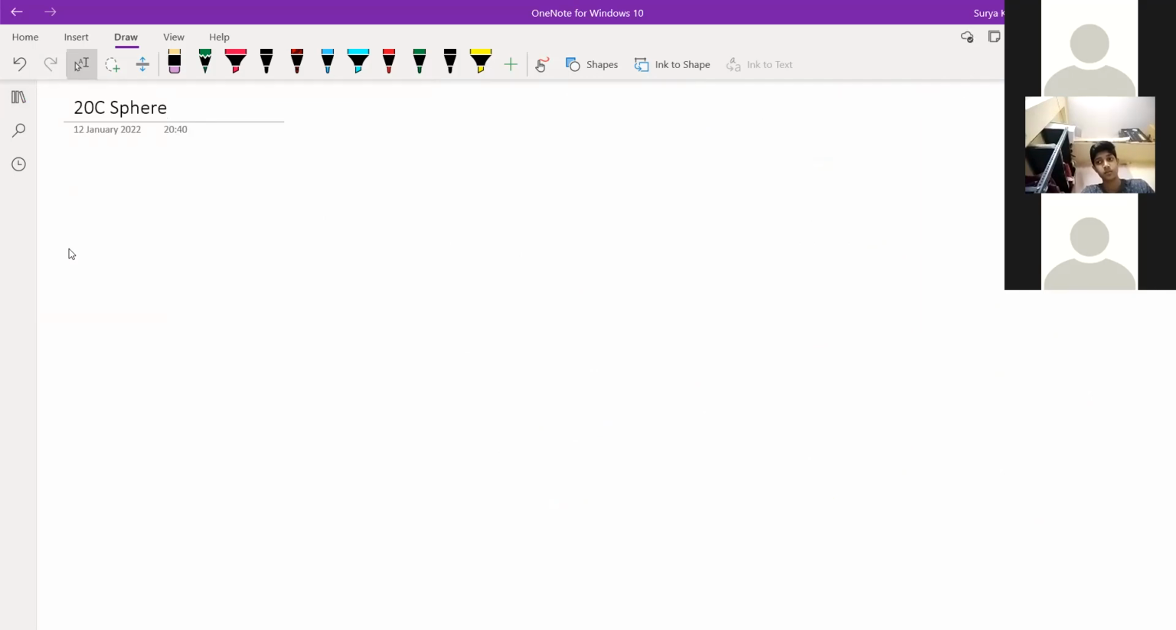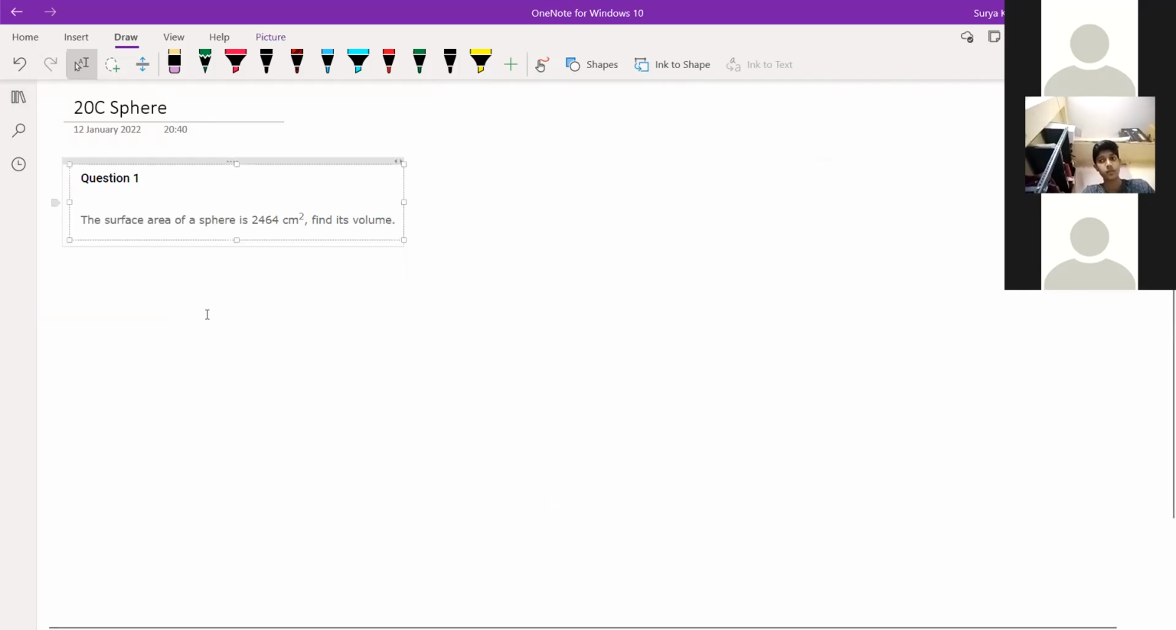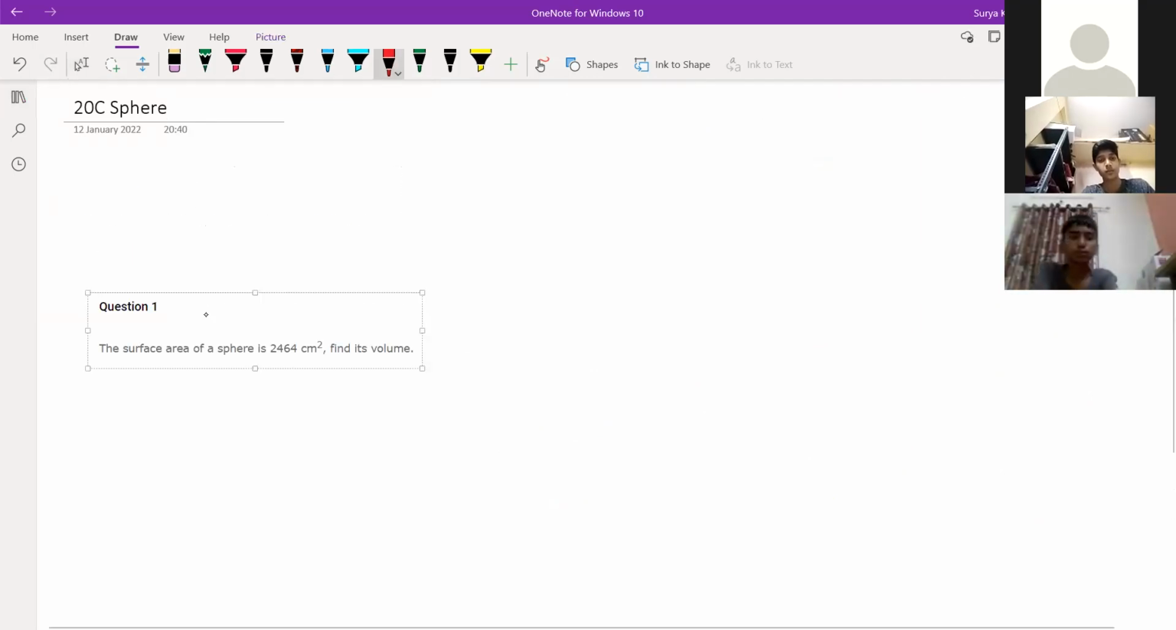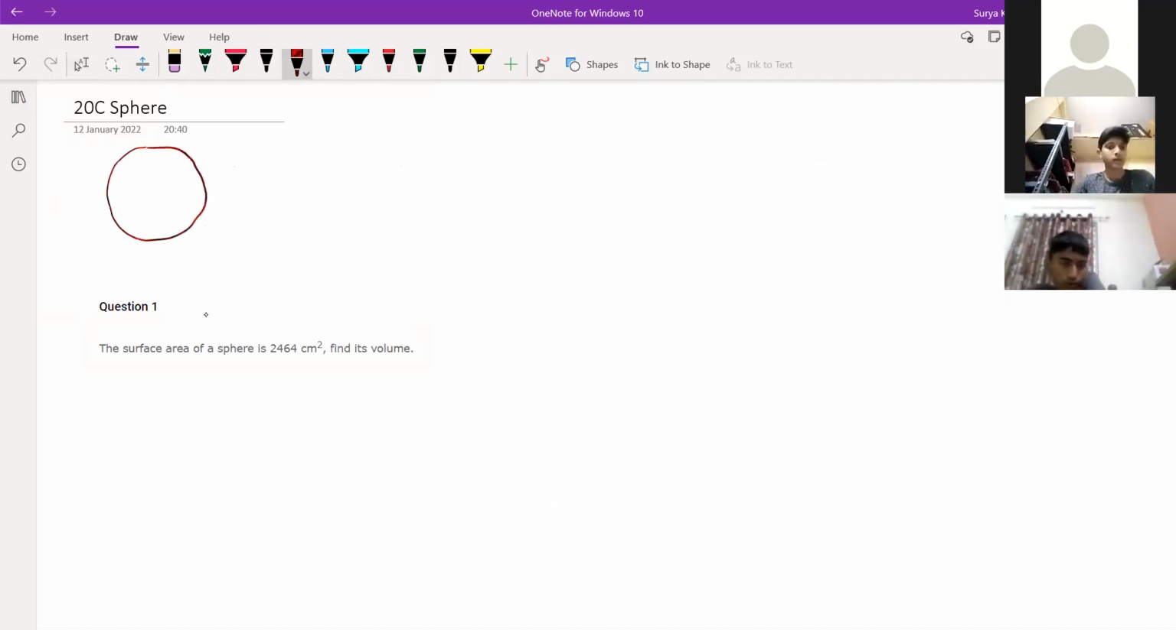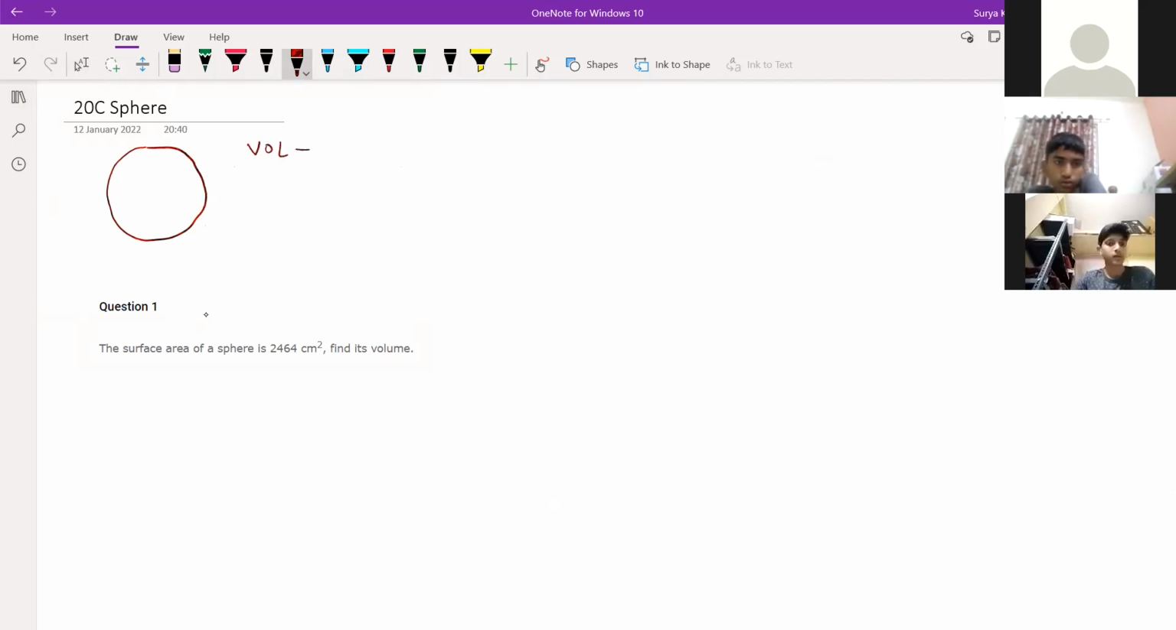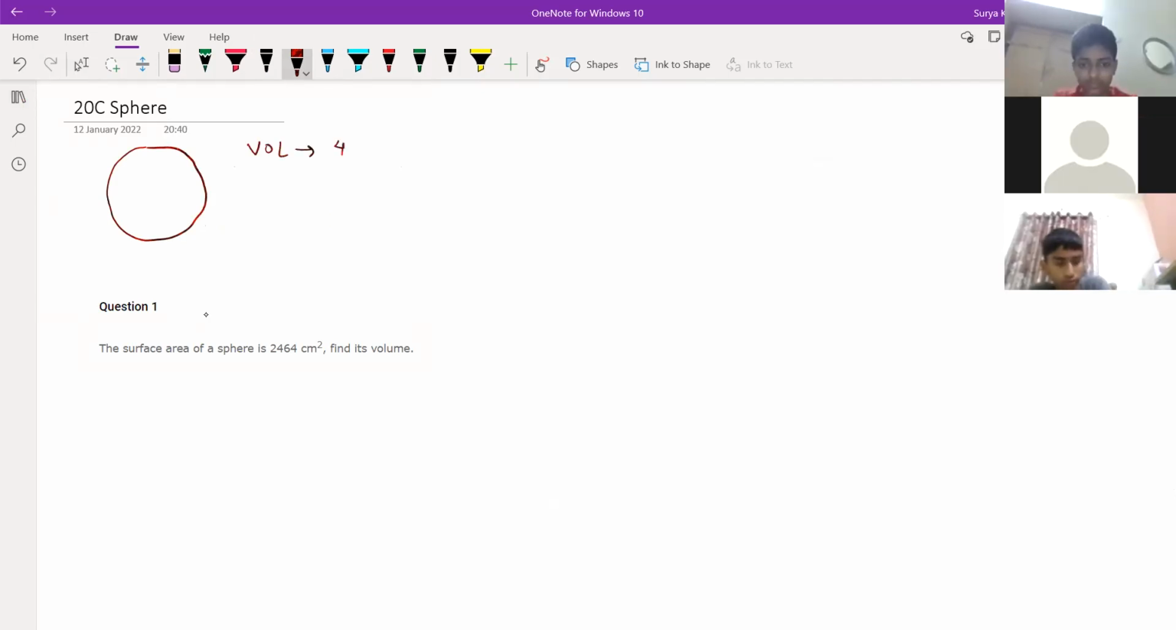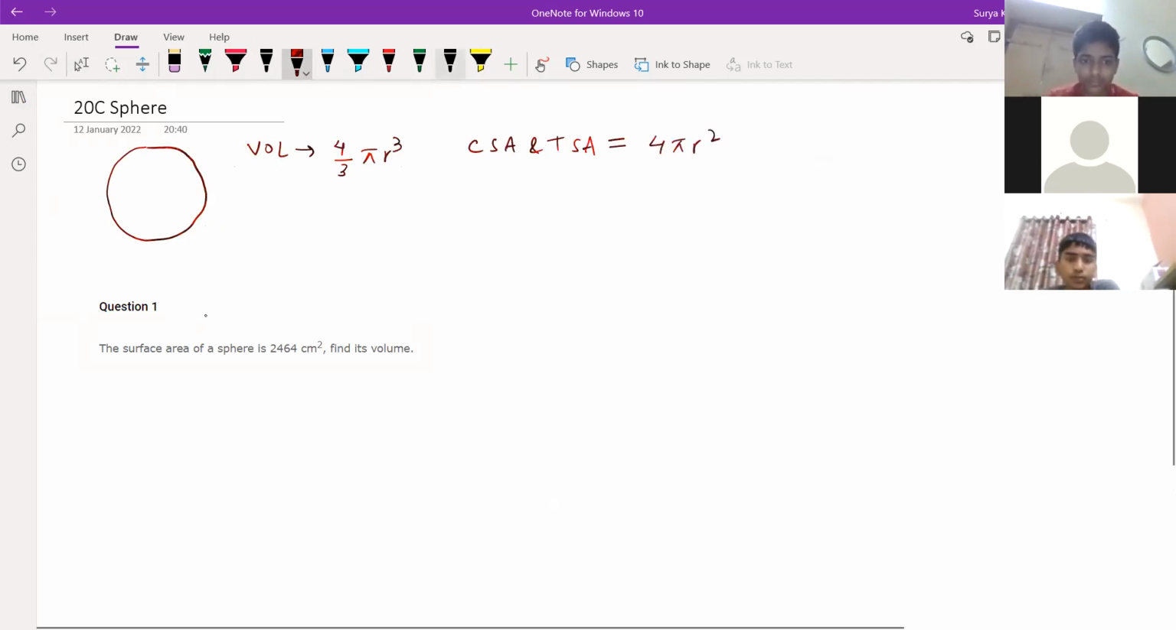See, first of all, those of you who don't know about the sphere, just try to understand. Remember here, just write down volume of the sphere. This is like a ball. Volume of the sphere is 4 by 3 pi r cube. CSA and TSA, both are the same only, because it is 4 pi r square. Okay. Yes, sir.